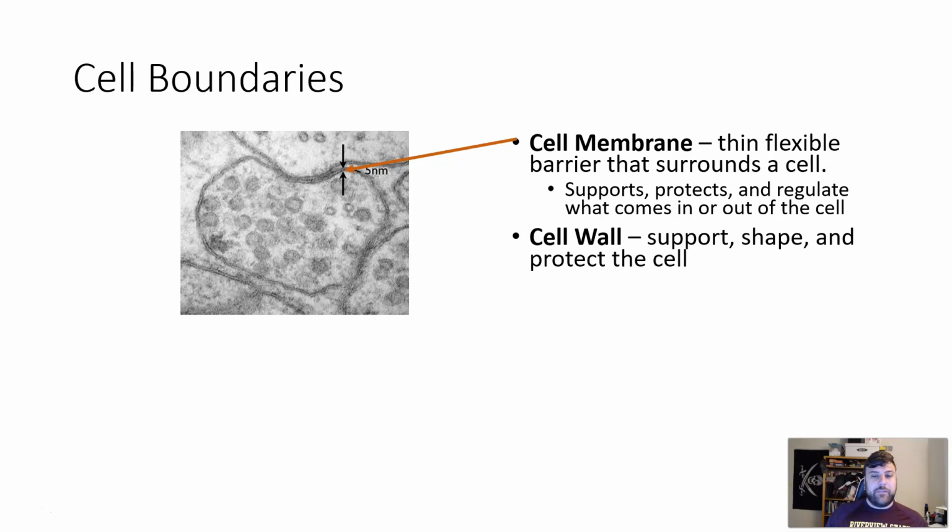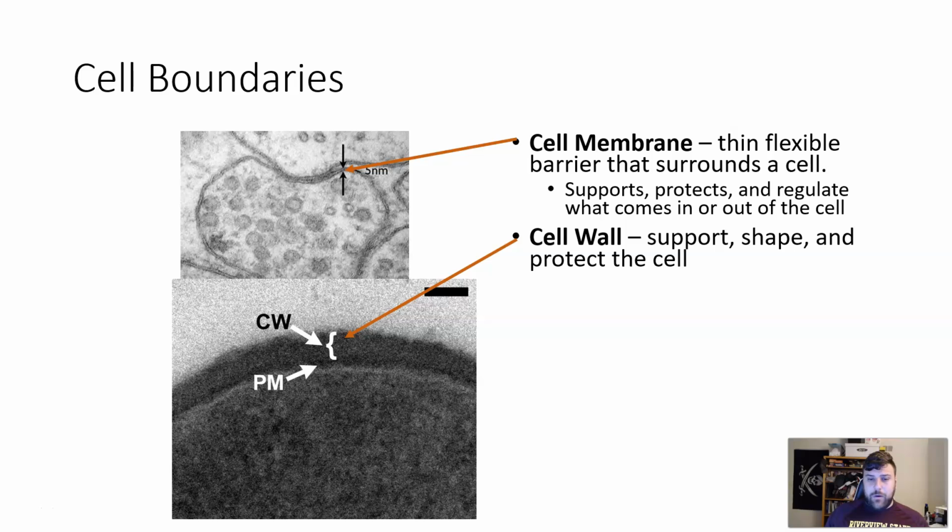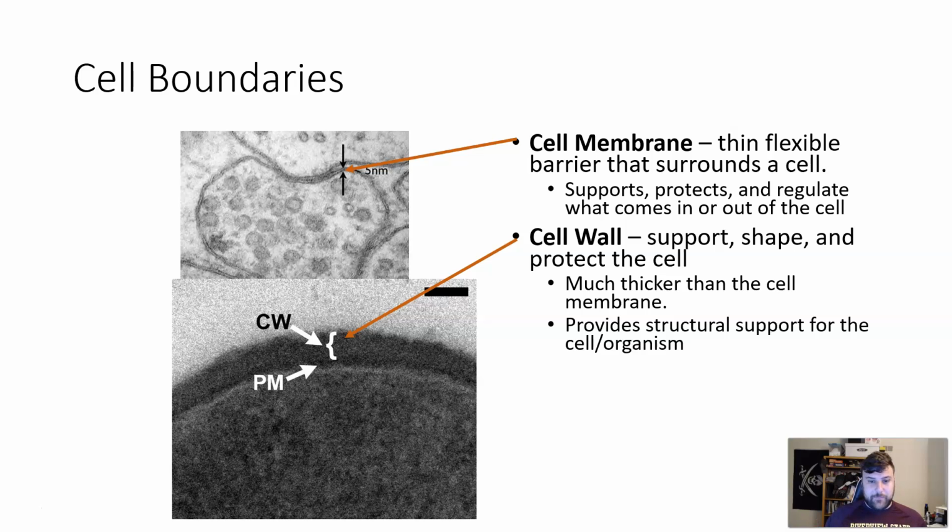Next is what we call the cell wall. The cell wall, its job is to support, shape, and protect the cell that it's around. This is much, much thicker than a cell membrane. So the plasma membrane or cell membrane is relatively thin, actually. The cell wall is about 5 or 6 times thicker. So, like I said, it's much, much thicker.